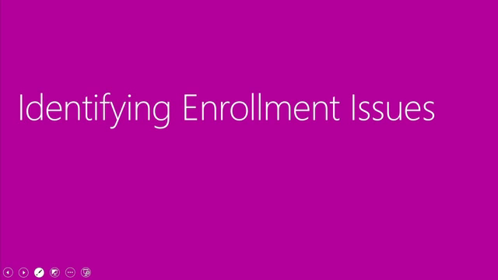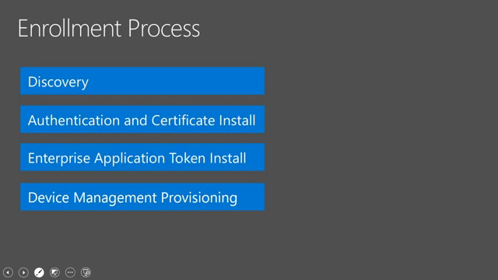So another major call driver we get is enrollment issues. Essentially, this is the part of the experience that requires the most user interaction. This is how they essentially set themselves up to get all the policies, all the apps, all the good stuff. So there's 4 steps to the enrollment process. There's discovery, authentication, enterprise application token install, and device management provisioning, so getting the first policies.